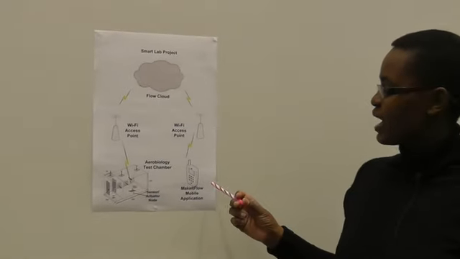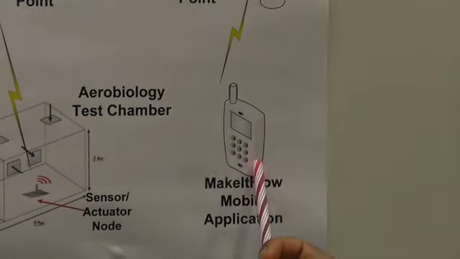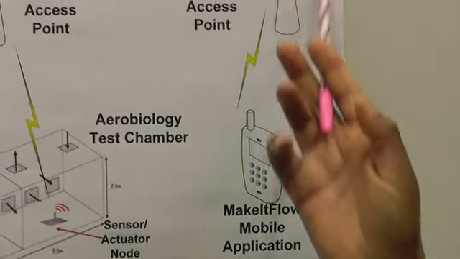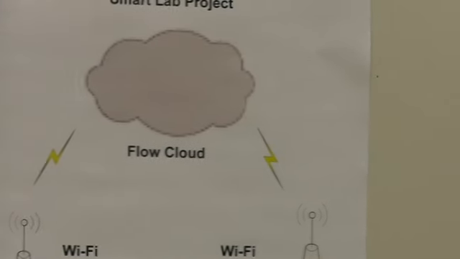We also have a mobile app called Make It Flow, which is also connected to FlowCloud via Wi-Fi. Make It Flow is an open source application. It's available for download from the Imagination website. It provides the basic functionality for communication with FlowCloud, and I added the functionality of my project onto it to make it work for my project.